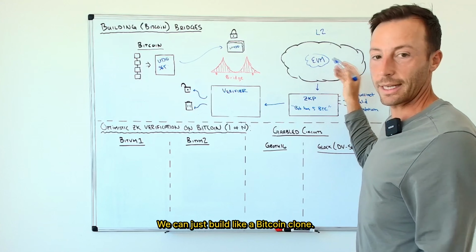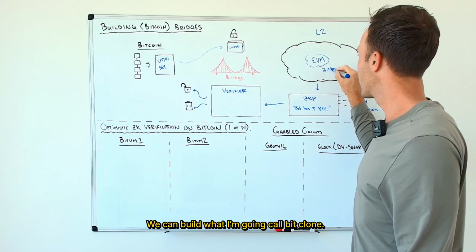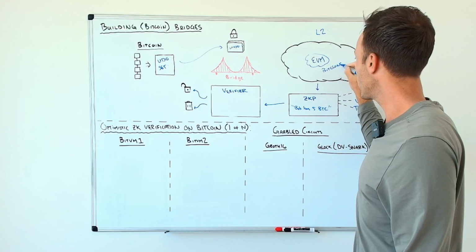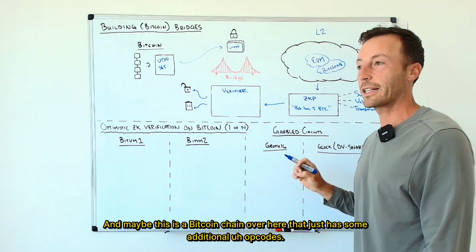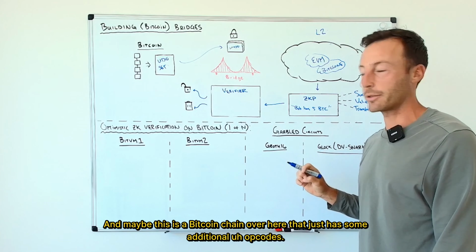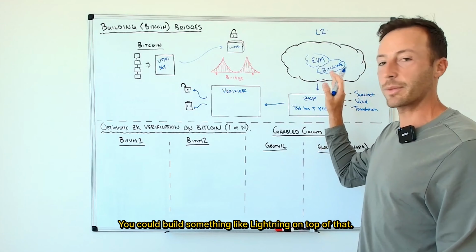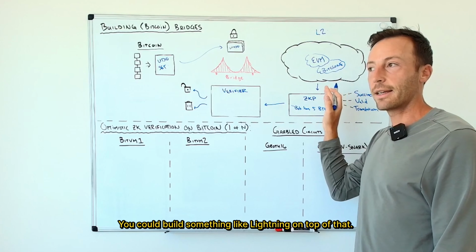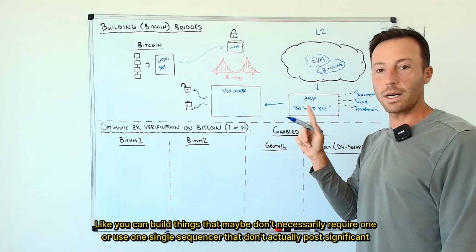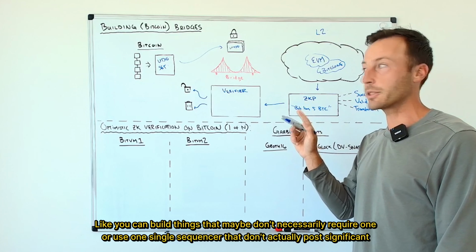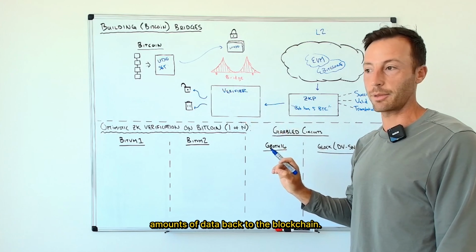We can just build like a Bitcoin clone. We can build what I'm going to call bit clone. And maybe this is a Bitcoin chain over here that just has some additional opcodes. You could then build something like Arc on top of that. You could build something like Lightning on top of that. Like you can build things that maybe don't necessarily require one single sequencer, that don't actually post significant amounts of data back to the blockchain.